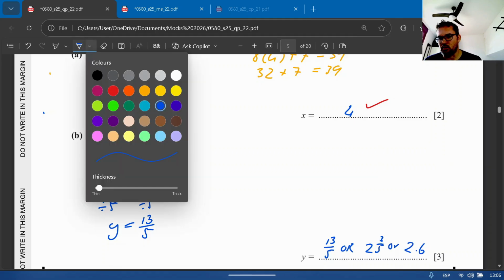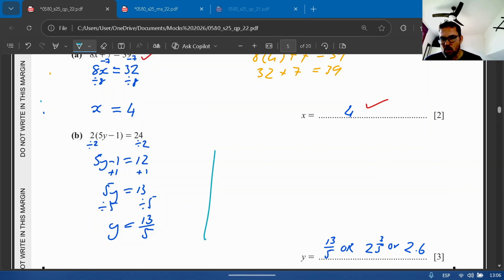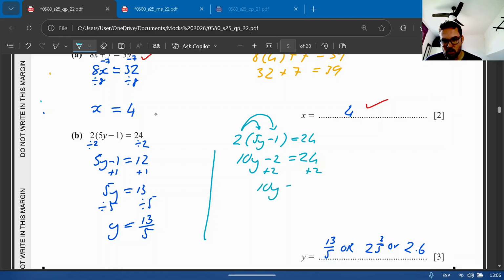Okay, let me show you the other way of doing this. So there is another way. The other way is expanding the brackets and then solving it. So sometimes this works better. Okay, 2 times 5y is 10y. 2 times minus 1 is minus 2. That stays the same. Then I'm going to add 2 to both sides, so that gives us 10y equals 26. And then divide by 10, which gives us 26 over 10, which you can change straight to 2.6. If we simplify, you get 13 over 5.